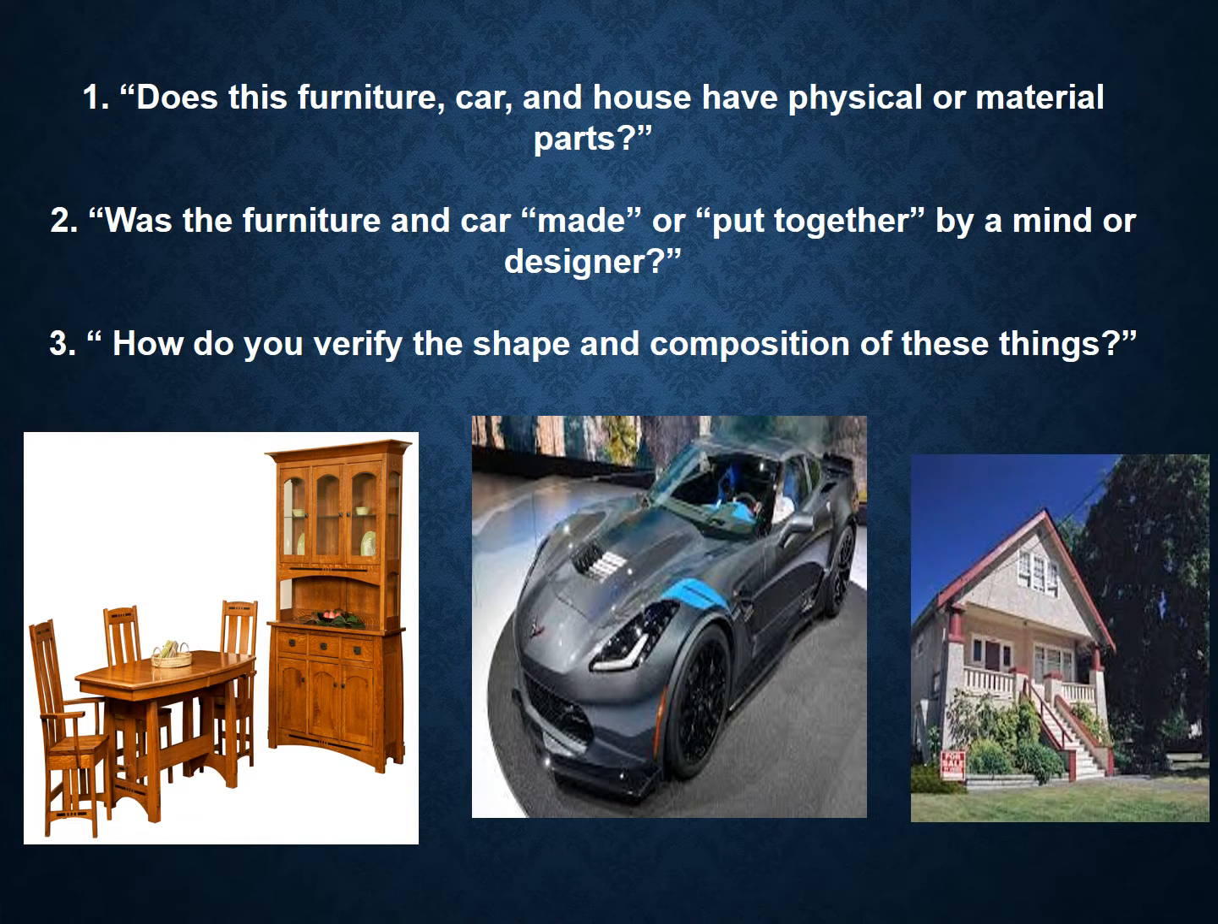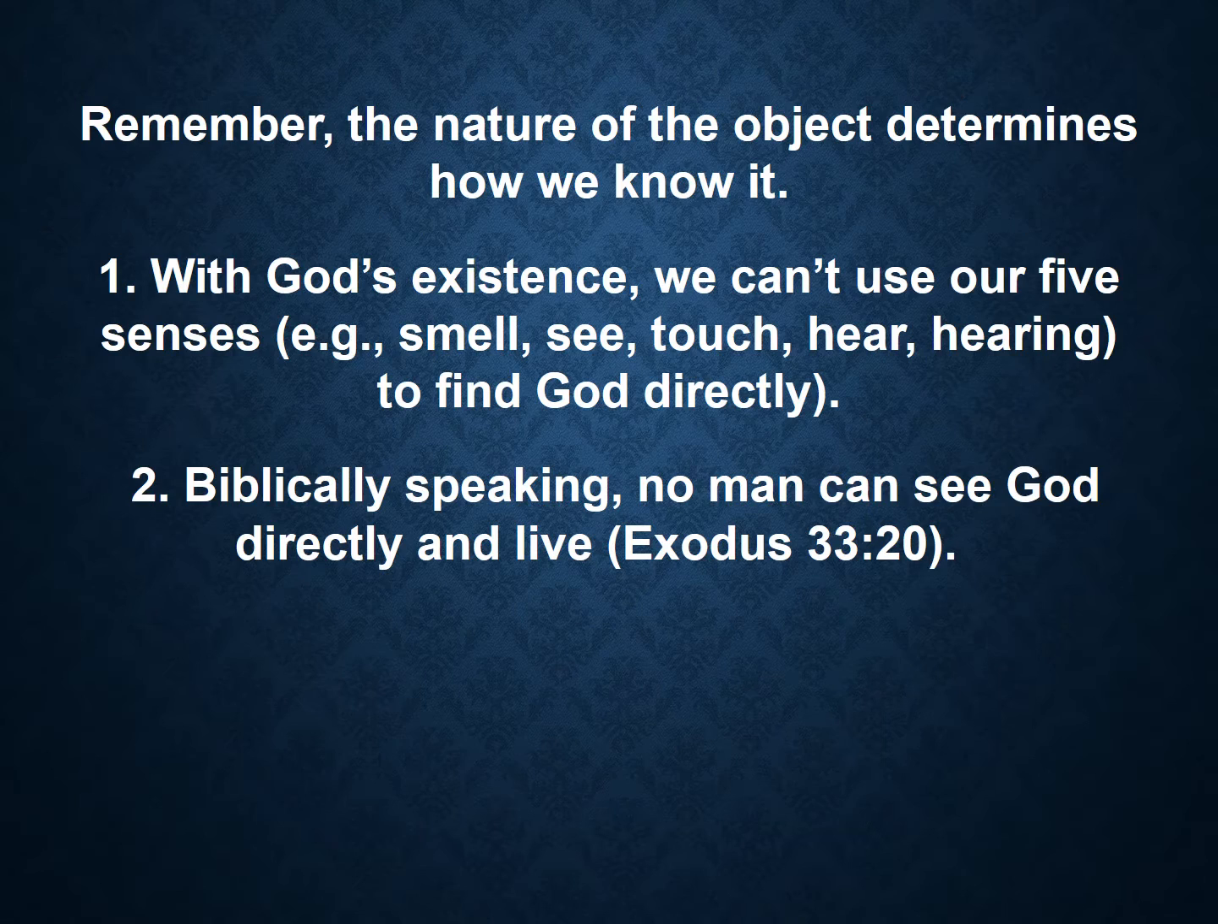So a lot of people think that God has to fit in this category, that he has to be a physical object. He has to be a thing, an it, like he had to come from something else. He has to have physical or material parts. And that's part of the mistake they make in thinking about the God question. So we always have to remember the nature of the object determines how we know something. Of course, when we look at that table or car, we can verify what it is, its essence, its nature. We can see it has wood or it's metal or whatever it is.